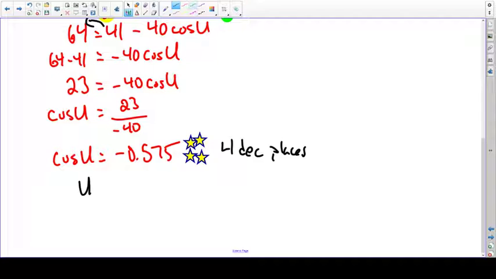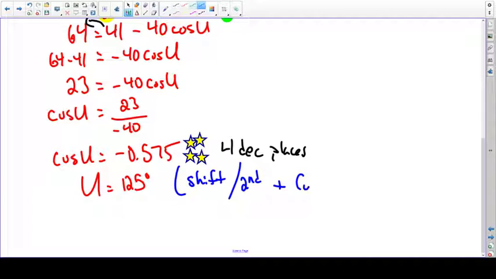If you did it right, and I'll make sure to write this in red, you'll see that u is going to equal 125 degrees. But in order to do that again, you're going to have to press either the shift button if you're using one of my calculators, or the second function button, and then press the cosine button. If you have negative 0.575 and you press shift or second and then cos, you will get 125 degrees.